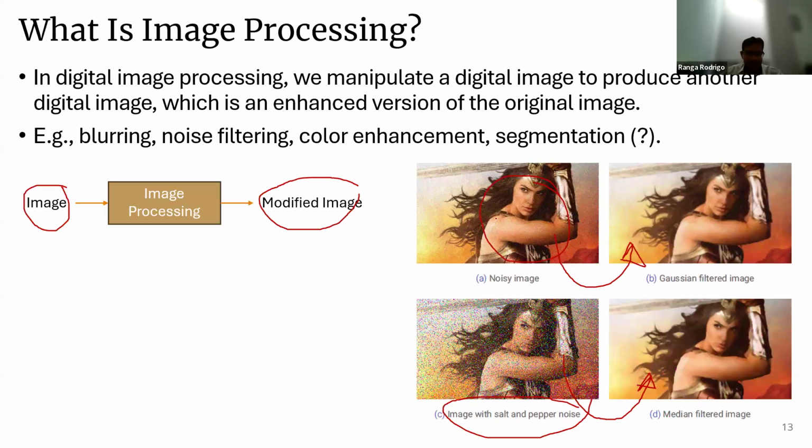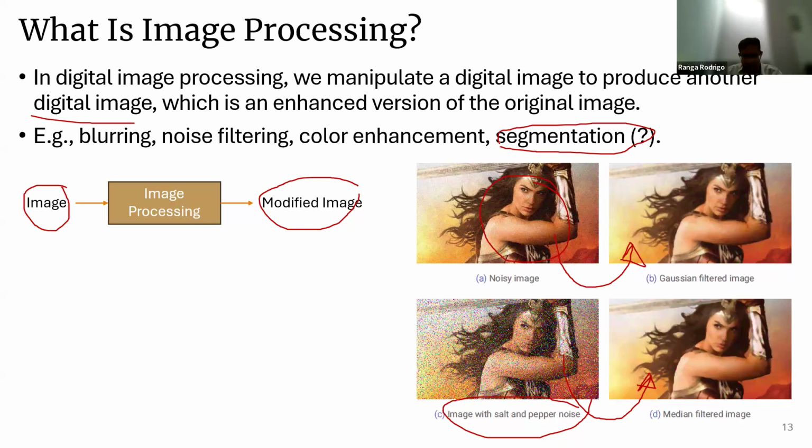In digital image processing, we manipulate a digital image to produce another digital image. So blurring, noise filtering, color enhancement. Some people call segmentation also image processing, but I think it's slightly more advanced than that.